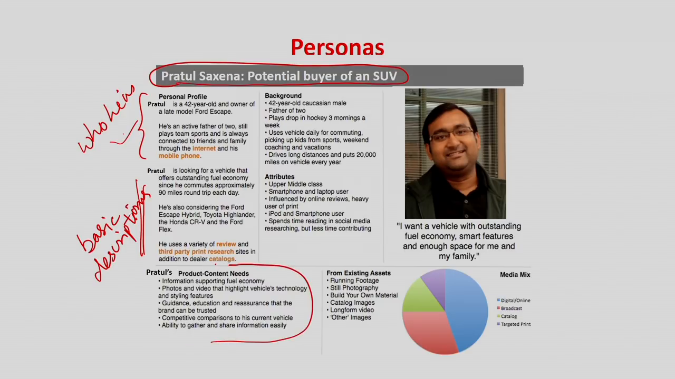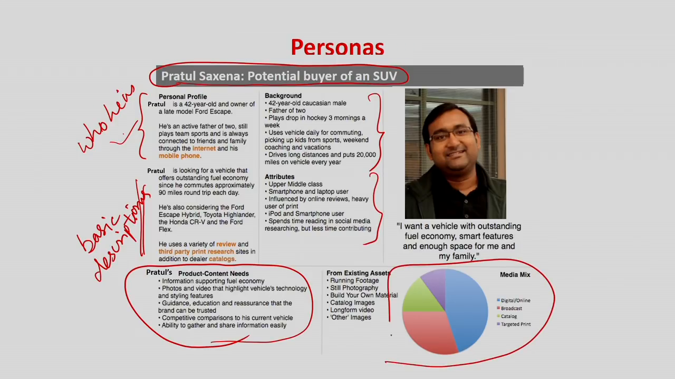His requirements are stated here, and this is the background. And his attributes are stated here, and these are some of his preferences or features that he likes, right? Now, this is called a persona, an engaging persona. Now, based on this, the designer starts the conceptualization process.